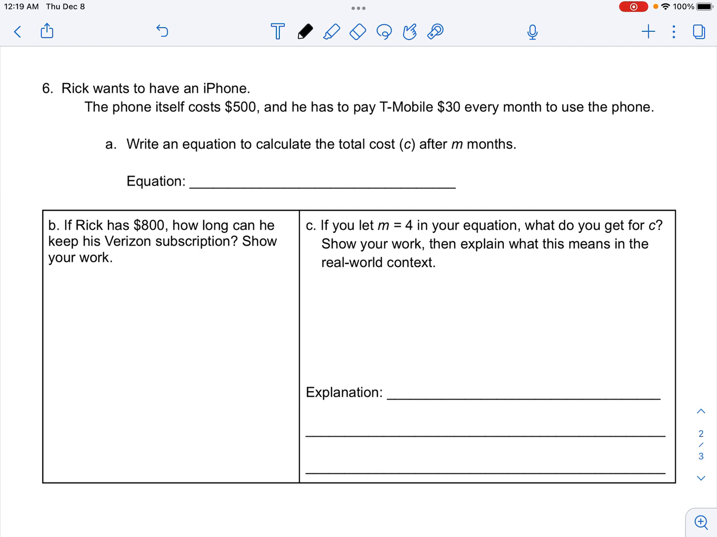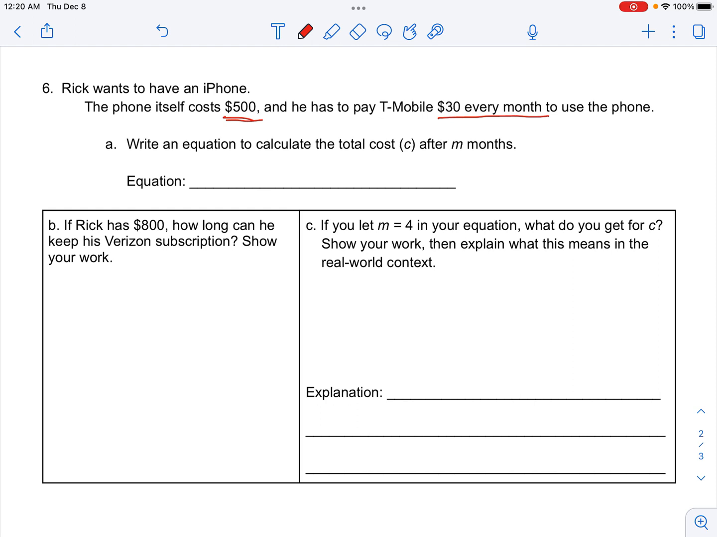The phone itself costs $500, and he has to pay T-Mobile, which is like a cell phone service company, $30 every month to use the phone. If you're not aware, your cell phone costs money every month to make calls and use the internet and things like that. So when you buy a phone, you have to pay for the phone itself and you have to pay a certain amount of money every month. So this is what Rick has to pay. He has to pay the $500 for the phone and $30 every month.